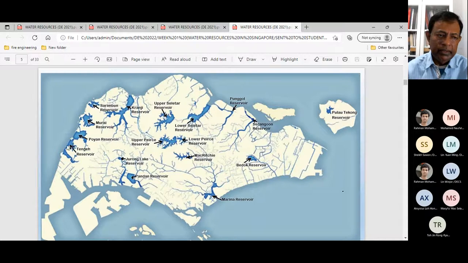But PUB went ahead with all the damming of these smaller estuaries and converted them into reservoirs. And in addition to that, they also developed the Lower Seletar Reservoir. Formerly, it was known as Sungai Seletar Reservoir. So that was the last development. In addition to this one, they also developed the Bedok Reservoir. The Bedok Reservoir has a history.